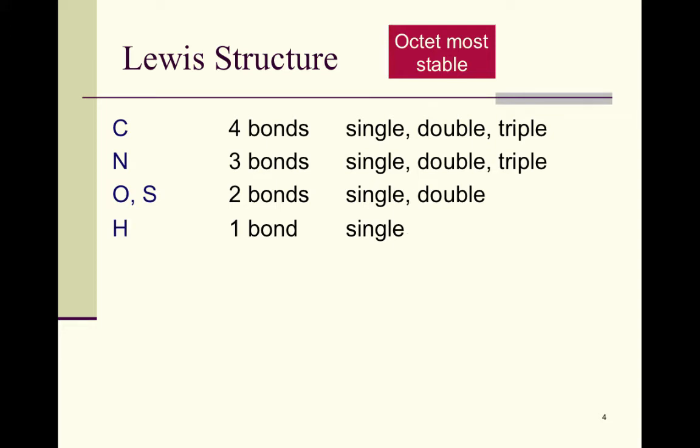Hydrogen always, always, always has one bond, always a single bond. If you're ever putting together a Lewis structure and it looks like hydrogen's going to have two bonds, it's wrong. It's never going to have anything other than a single bond. Same goes for those halogens. We do have halogens in a lot of our organic compounds, and they also only have one bond, a single bond. So when you're putting together your structure, you're never going to have a halogen with two or more bonds, always a single bond.